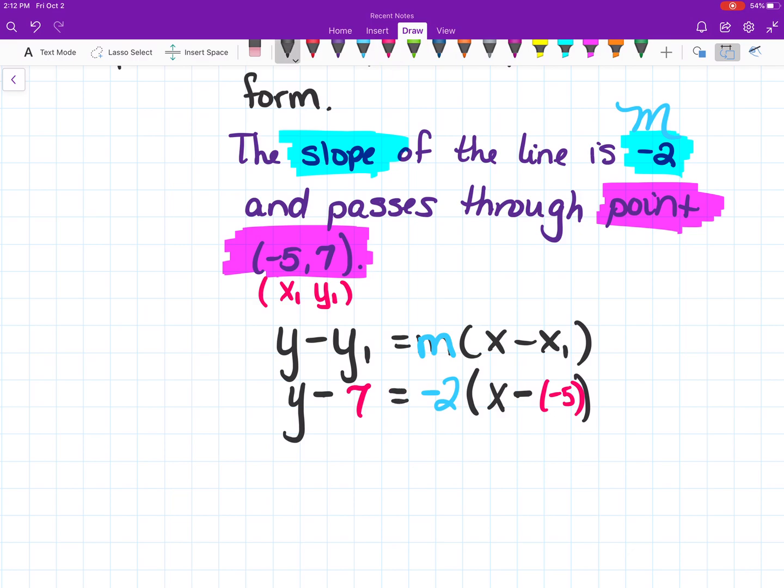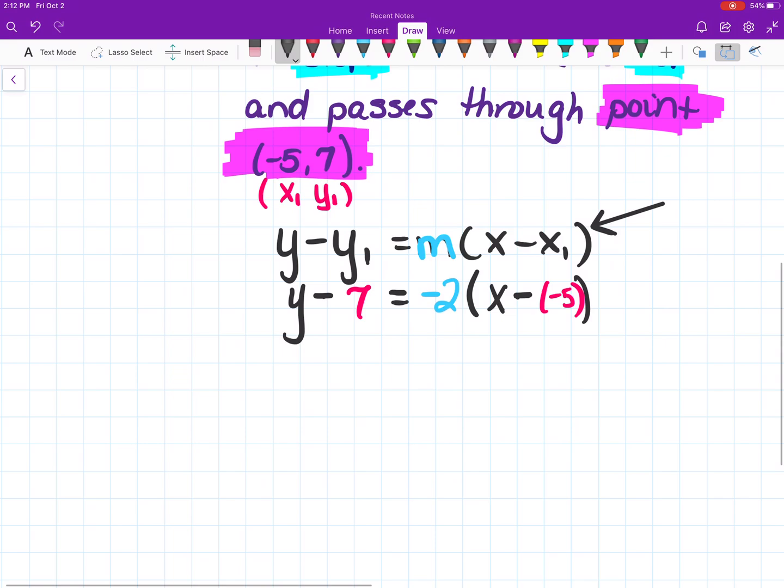Okay, we want it to look like this. Does it look like that? Well, we have a couple extra parentheses on that right-hand side. So let's just simplify it down so it looks correct. y minus 7, that looks okay.